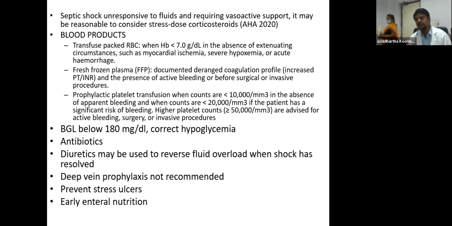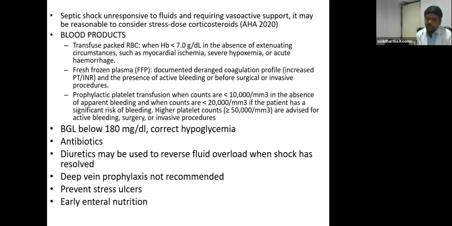Platelet transfusion could be given below 20,000 if there is significant risk of bleeding. Platelets have to be transfused if there is any active bleeding or we are planning for any surgery or invasive procedure. So we have to maintain the platelet count above 50,000 in these patients. Blood glucose level should be maintained below 180 milligram per deciliter, but we should also avoid any hypoglycemia. Antibiotics have to be started within 1 hour.